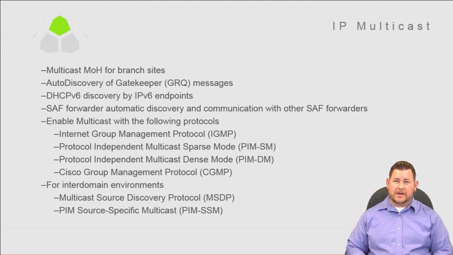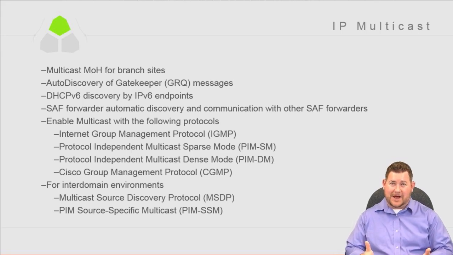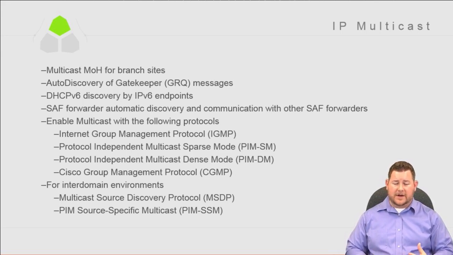IGMP is one that's going to be enabled on the access switches to determine whether a host wants that multicast stream or not. So the IGMP protocol is basically going to take that request from the client device, and then you're going to have protocol independent multicast sparse mode and dense mode, which is just PIM sparse, PIM dense, PIM SM, PIM DM, whatever you want to call it.